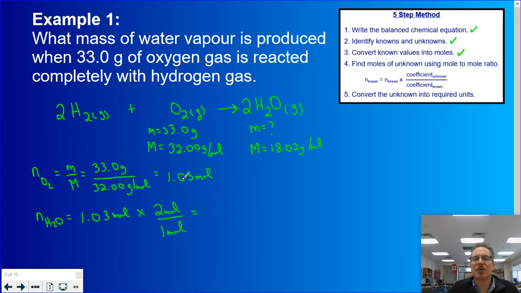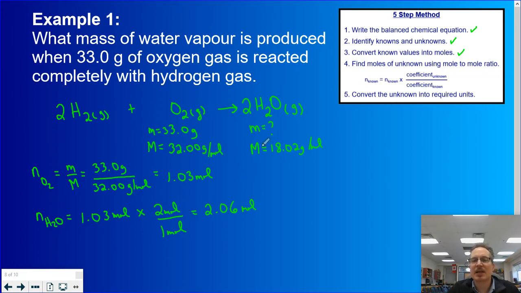So write down the moles that you just calculated of the known value. Play a little game of leapfrog. Multiply by the coefficient of your unknown, divide by the coefficient of your known. So I'm going to take the full calculator number times by 2, divide by 1. I'm still only allowed 3 significant digits, so my answer is 2.06 moles. Again, keep the full calculator number in your calculator.